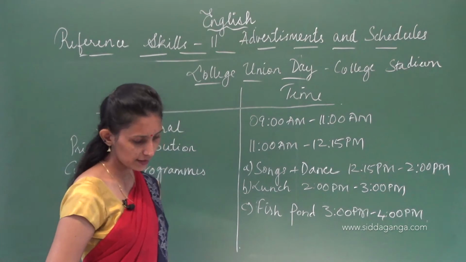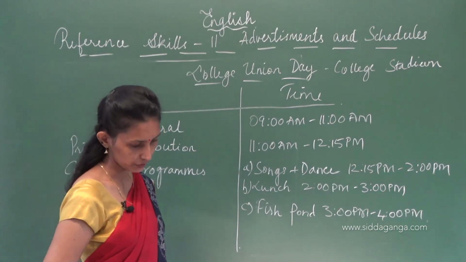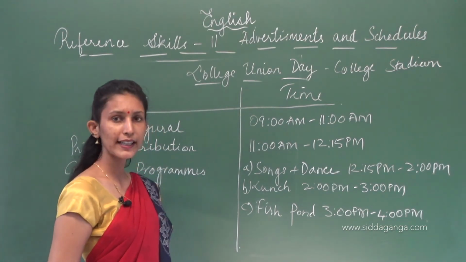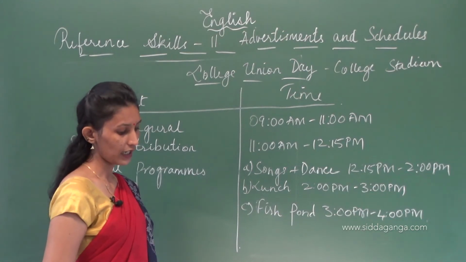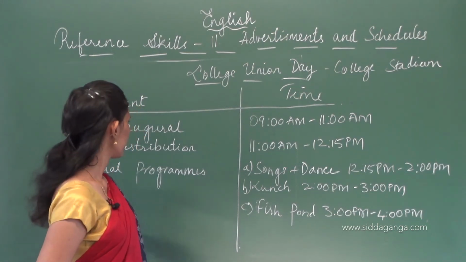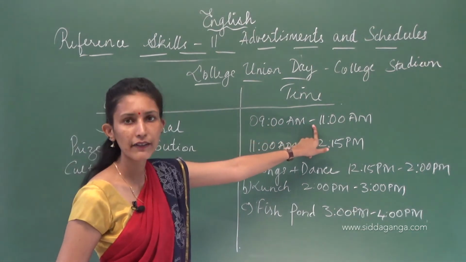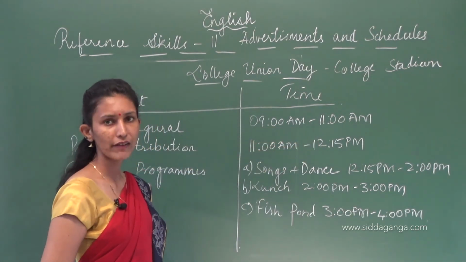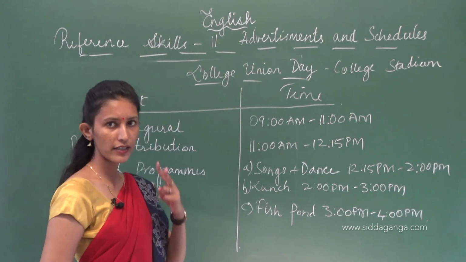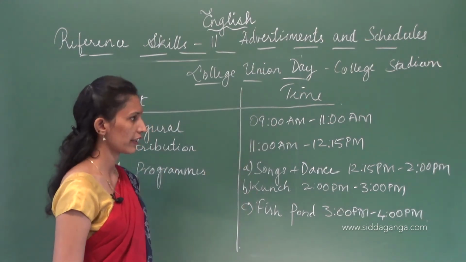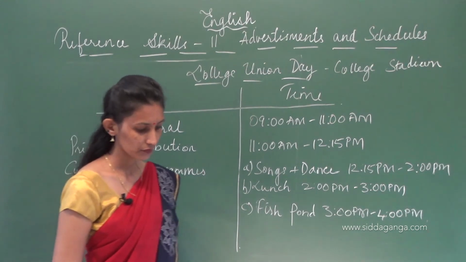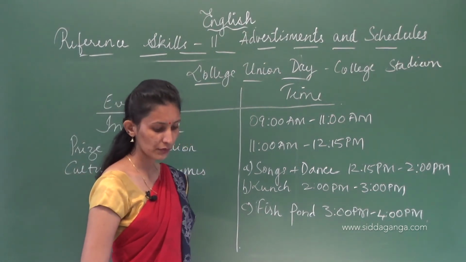Next, we will see the questions in your textbook there. How long will the inaugural event last? Inaugural event is from 9 a.m. to 11 a.m., 2 hours. 2 hours of time is what the inaugural will last. You can write either 2 hours or write 9 a.m. to 11 a.m. Both are right, no problem. When will the prize distribution begin?